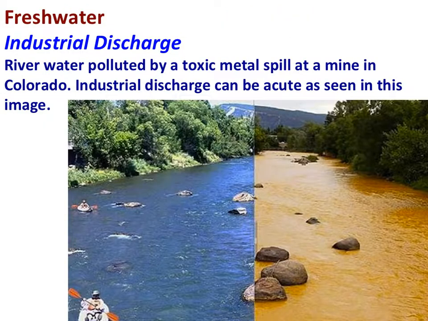A source of freshwater pollution is industrial discharge, river water polluted by a toxic metal spill at a mine in Colorado, as you can see in the right of this image. Industrial discharge can be acute, as seen in this image.